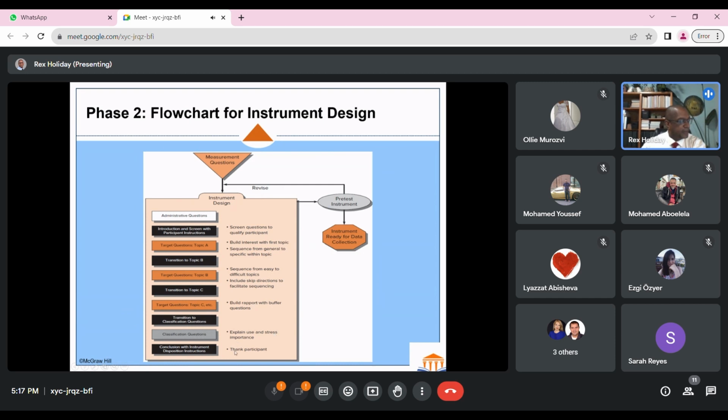We've talked about that quite a bit. And then in conclusion, with instrument disposition instructions. And then you thank your participant. So that's always important, right? They want to know that they've been appreciated for taking their time to participate in your survey. So, any questions about this diagram here?